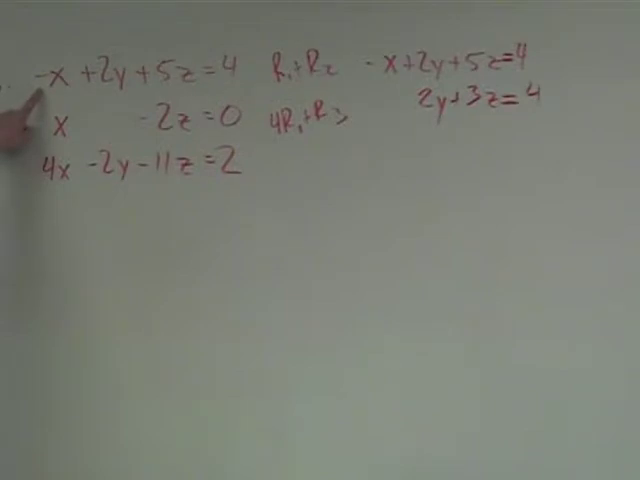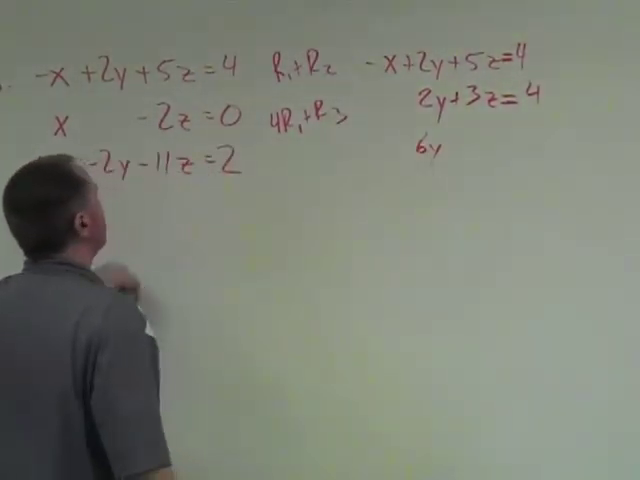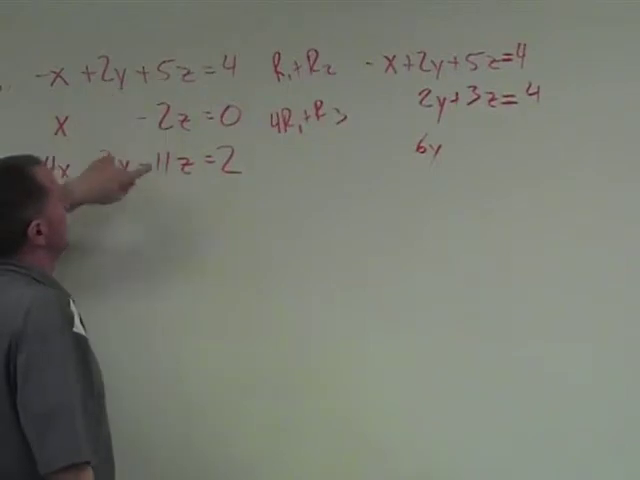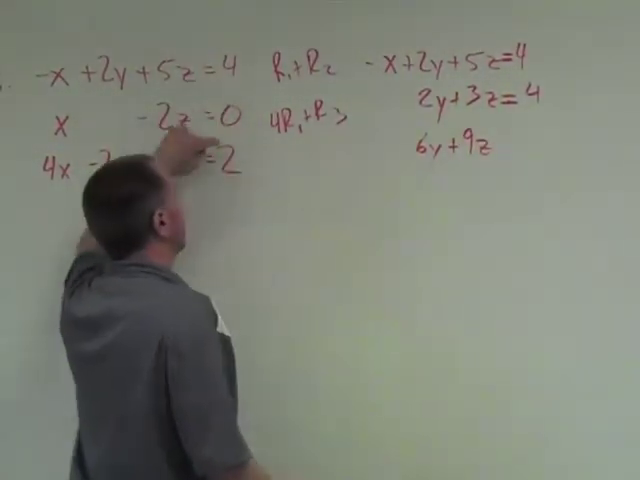4 times negative 1 is negative 4, plus 4 is 0. So the x's go away. 4 times 2 is 8, 8 plus negative 2 is 6y. 20 plus negative 11 is 9. 16 plus 2 is 18.